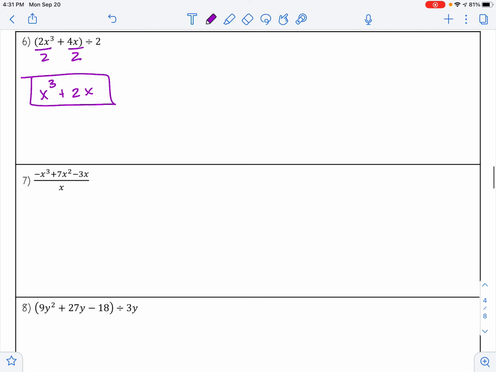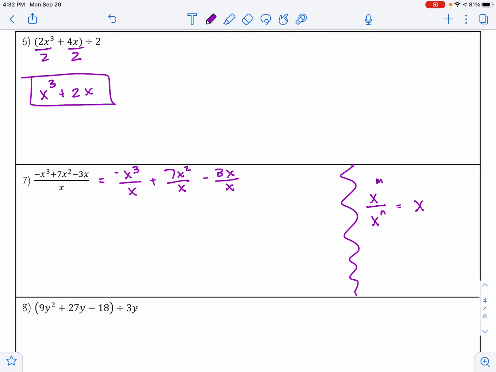On example 7, we have negative x cubed plus 7x squared minus 3x all being divided by x. If it helps, break this up into its own fractions. So I would have negative x cubed divided by x plus 7x squared divided by x minus 3x divided by x. And then you can just simplify each fraction. Remember that we learned in Unit 1 that to divide like bases, you keep the base and you subtract the exponent. So remember that exponent property was if you have x to the m over x to the n, then you would have x to the m minus n.